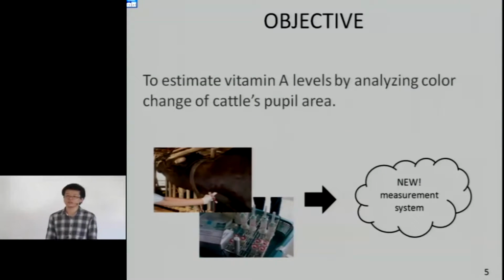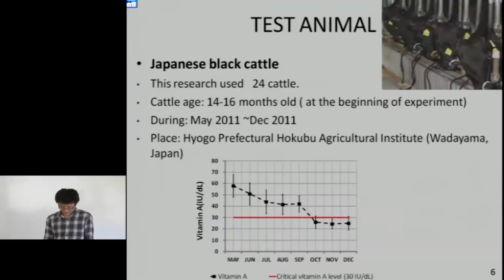So our objective is to estimate the vitamin A level by analyzing the color change of cattle's pupil area. We want to find an alternative to the blood assay. The animals we used include 24 cattle in this presentation, and the cattle's age was 14 to 16 months old at the beginning of the experiment. The period was from May in 2011 to December at Hyogo Prefecture Hokubu Agriculture Institute.